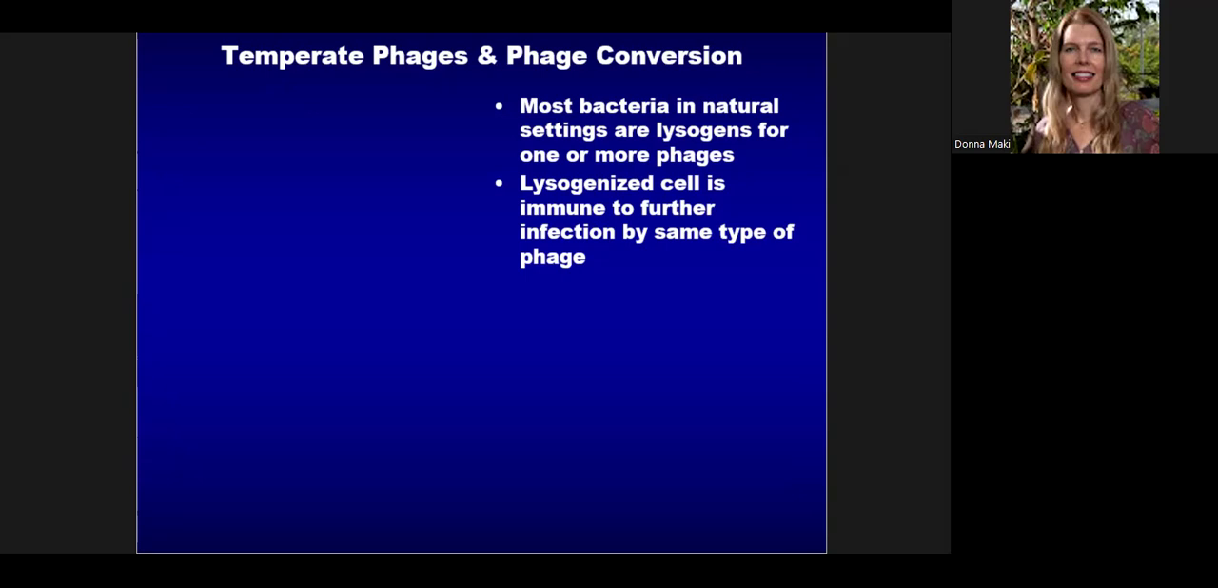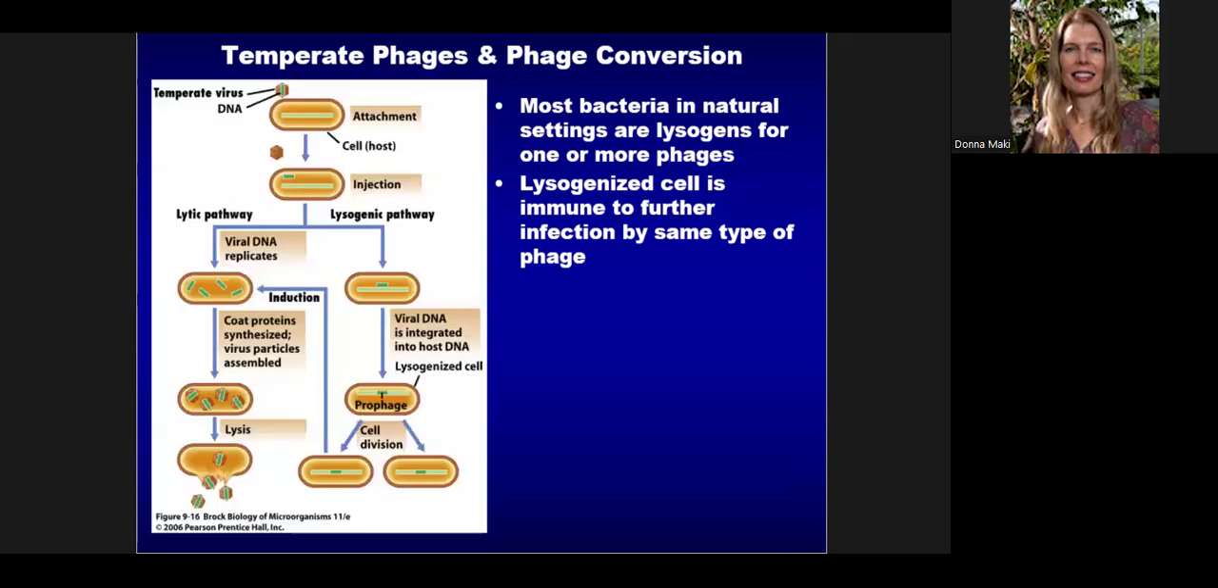And so the idea here is, if so many different cells have this, then maybe there's some advantage to having phage DNA. So here you're seeing the virus appear, attaching and injecting its green DNA, and you can see that with the lysogenic pathway, the viral DNA goes and pastes into the host. So that's your prophage idea.